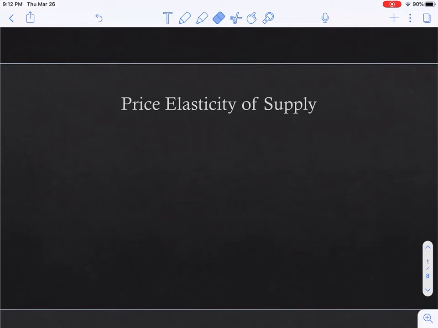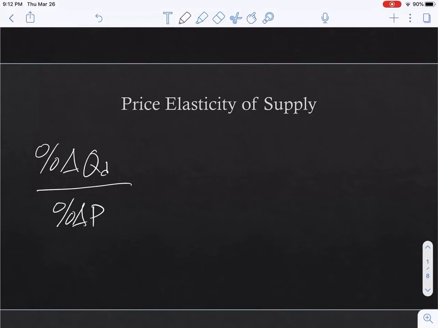So price elasticity of demand was percentage change in quantity demanded over the percentage change in price. That was price elasticity of demand, right? Now we have price elasticity of supply.